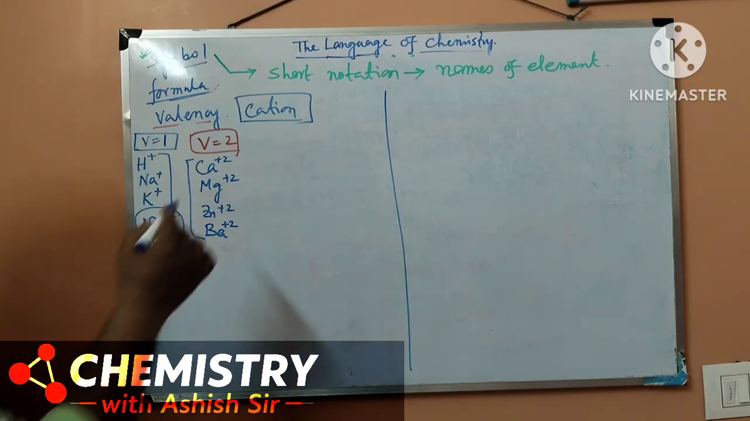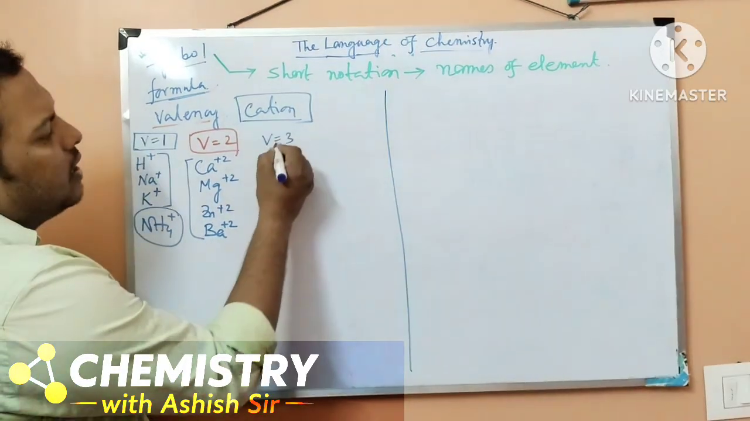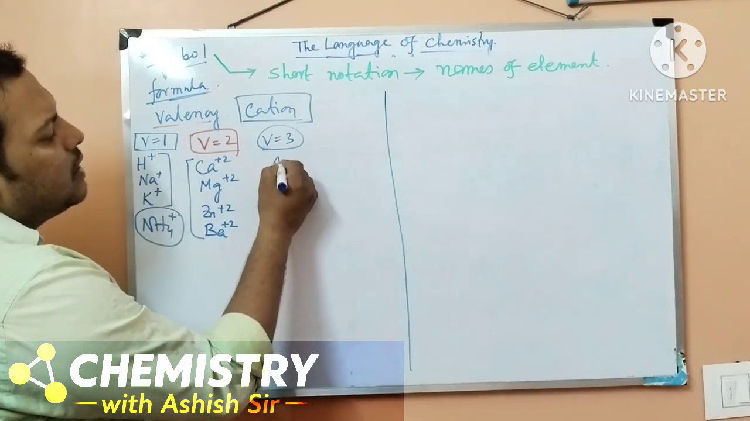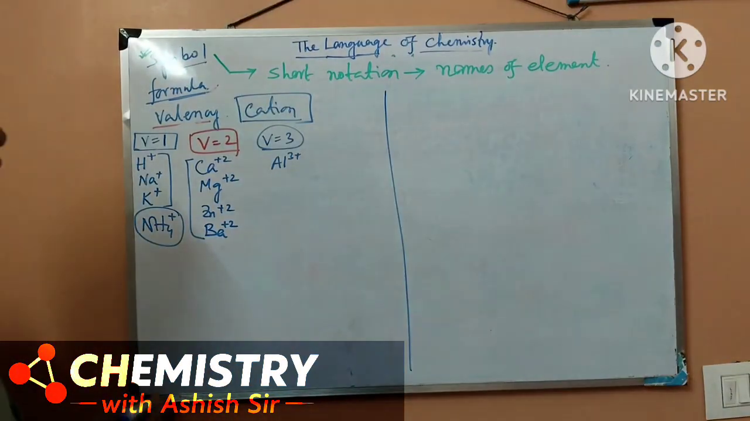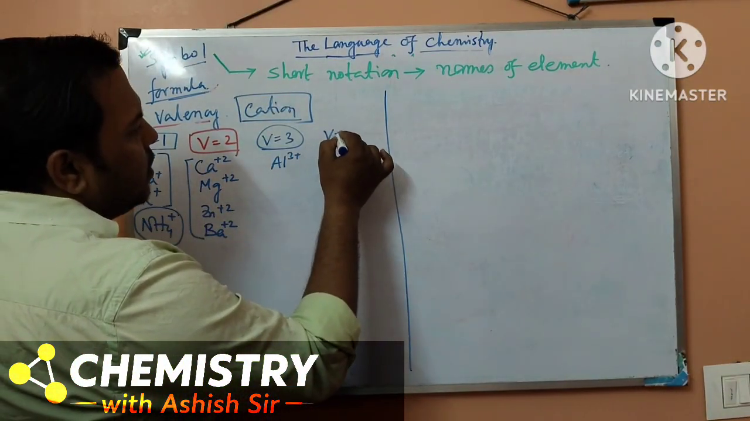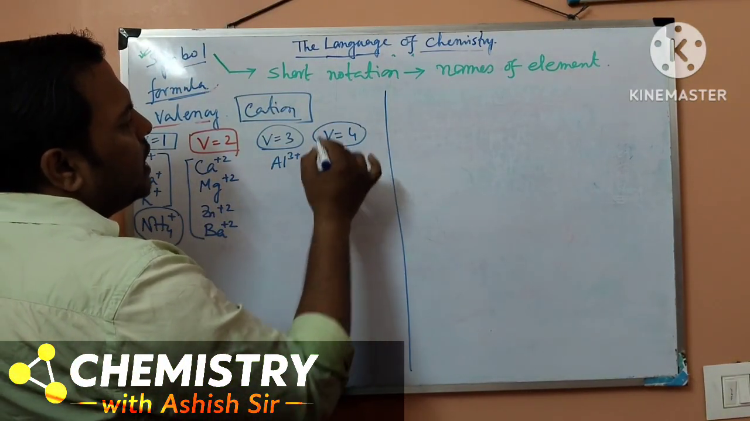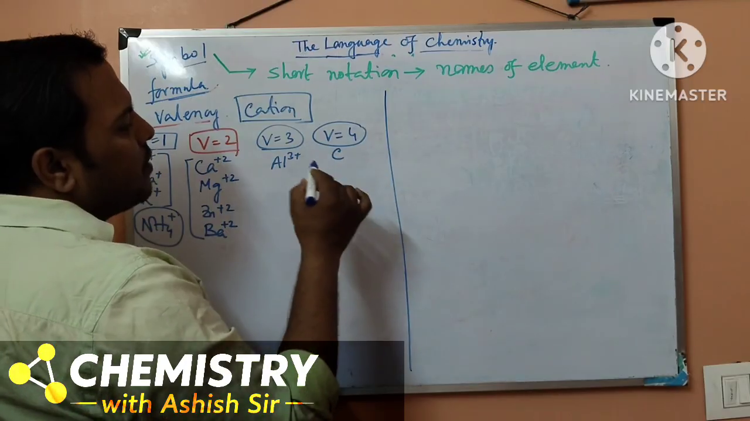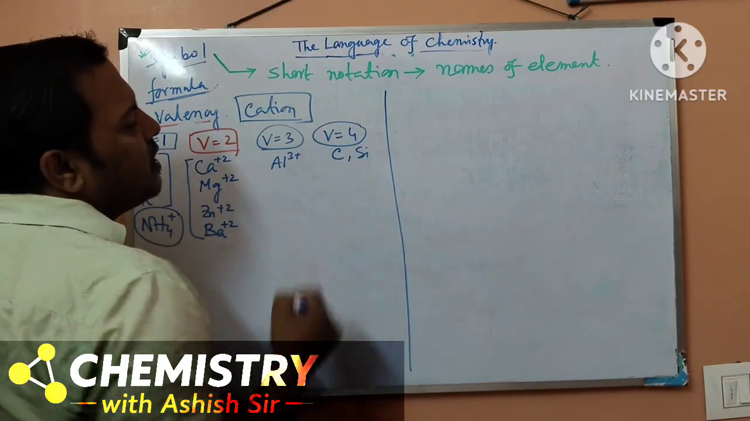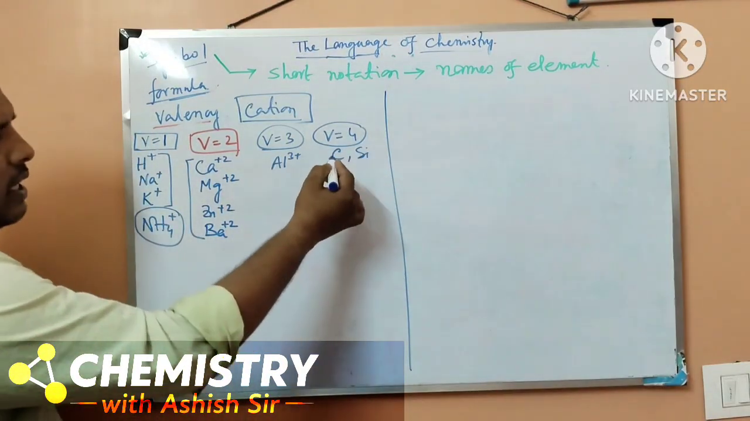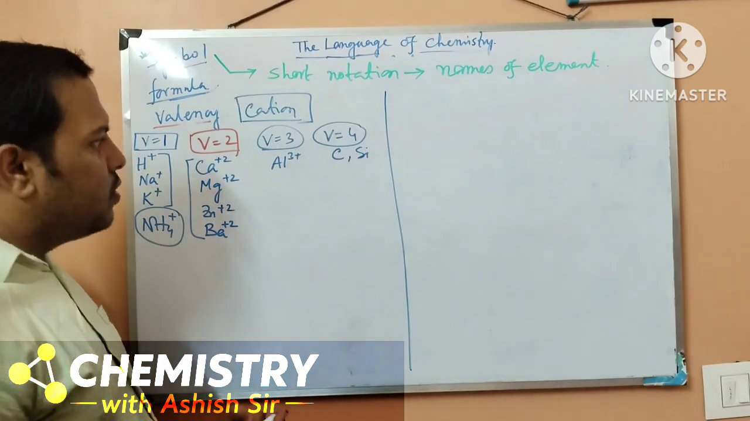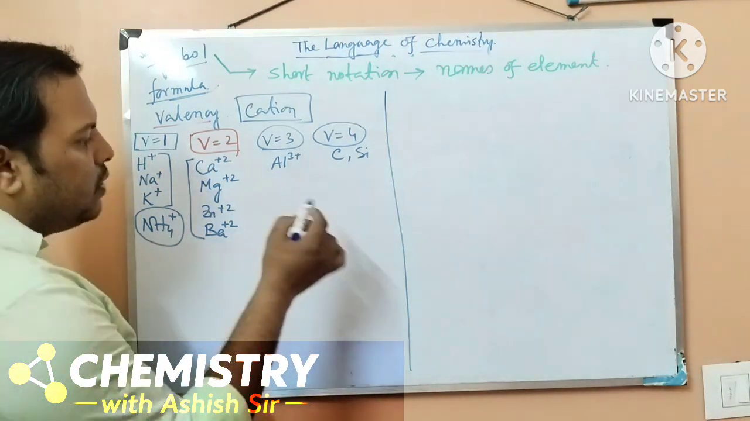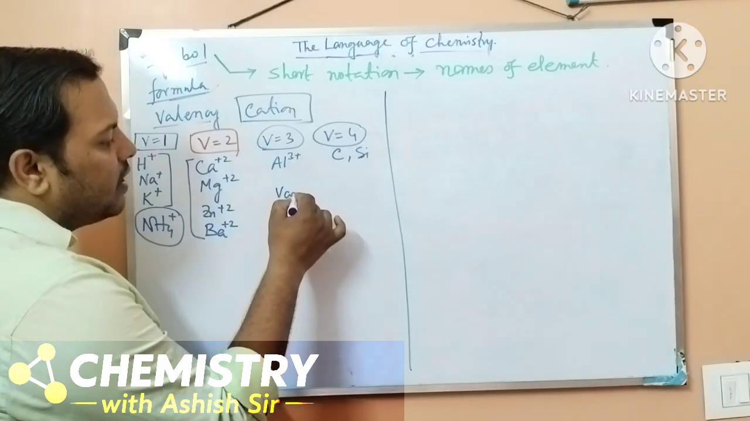Valency 3: the element is aluminum, Al plus 3. I am writing only the most common ones that are needed. No need to remember everything. Valency 4: carbon has valency 4, silicon also has valency 4. I am not writing any charge there because a plus 4 charge is totally unstable, so it doesn't form. Then few elements are there that show variable valency.